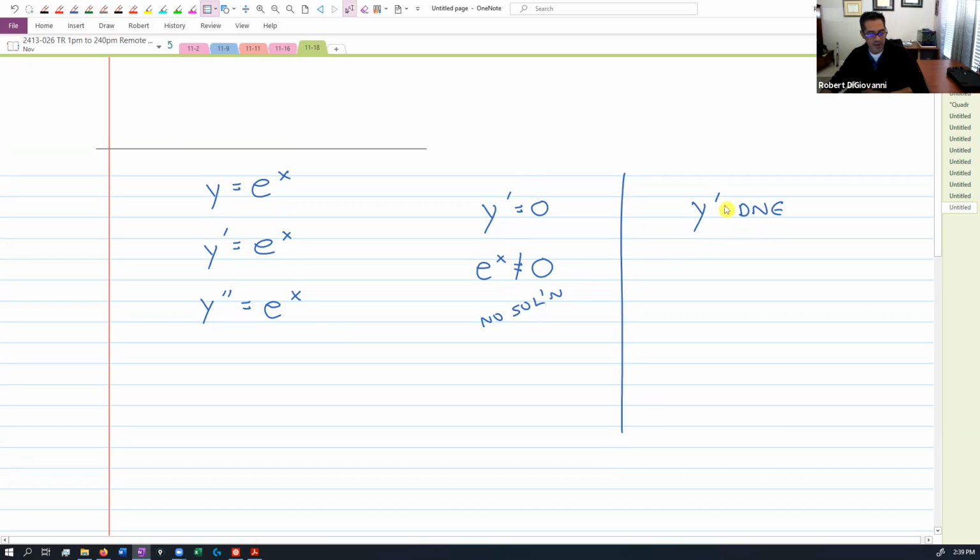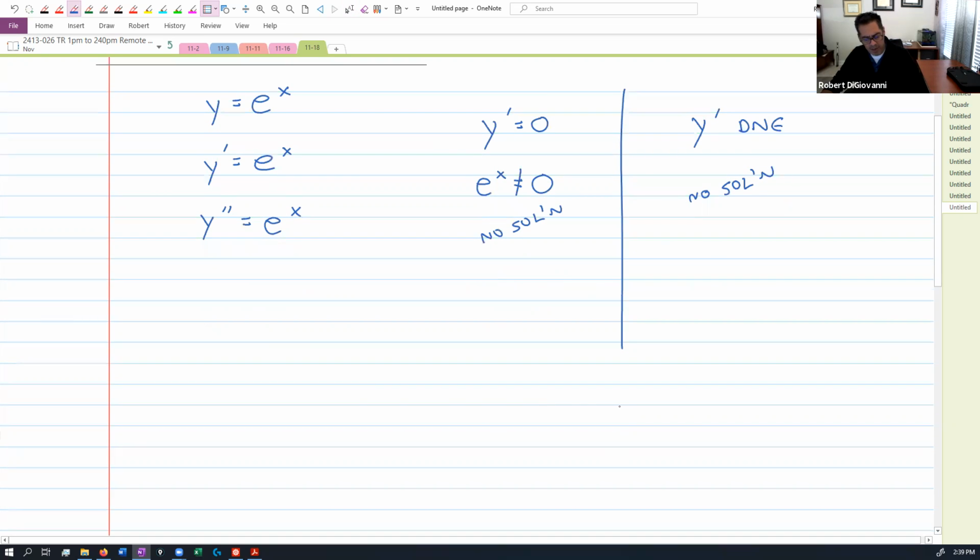And then over here, does the derivative ever not exist? No, e to the x is always defined, right? So you have no solutions here. Does that make sense? What's happening? I don't have anything to put here, and I don't have anything to put here. So I just pick any point I want. How about 0? And test it.